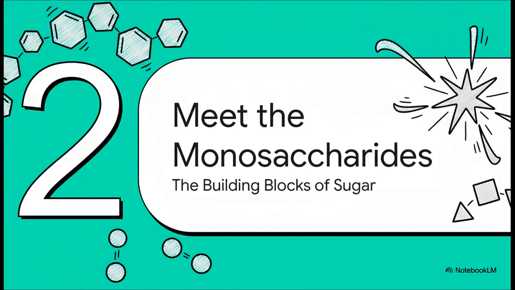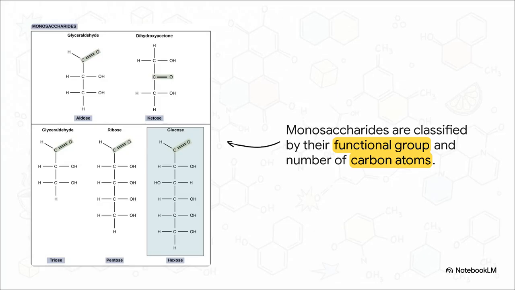Now let's meet the simplest members of this family, the monosaccharides. You can think of these as the fundamental Lego bricks of the sugar world. They're the single units that can't be broken down any smaller. The way we classify these is actually super straightforward. To figure out what kind of monosaccharide you're looking at, you just have to ask two simple questions. One, is its special group an aldehyde or a ketone? And two, how many carbons does it have in its backbone?